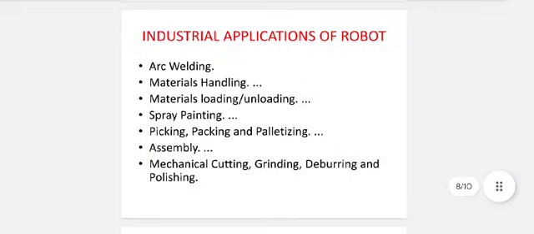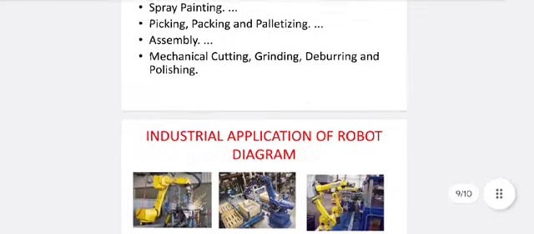Industrial applications of robot: arc welding, material handling, material loading and unloading, spray painting, picking and placing, assembly, mechanical cutting, grinding, depositing, polishing. Robots are used in various applications. At the same time, nowadays robots are used in mass production industries, and many types of robots work in industry.